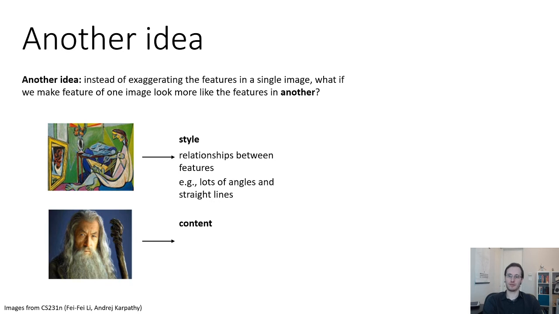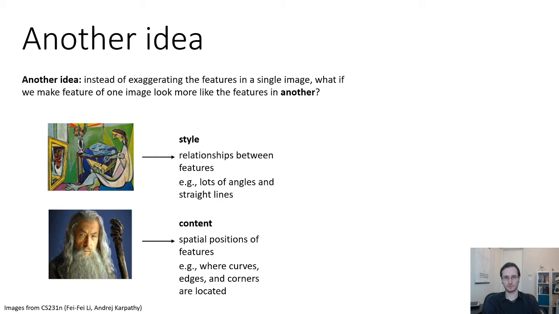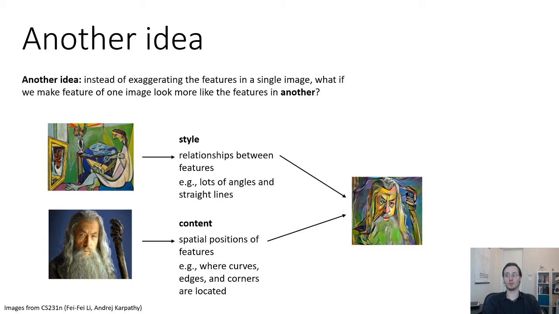And then we take another picture, like a photograph, and we pull out its content. Maybe the content is more reflected by the particular position of features in space, where things are in the picture. For example, where are the corners or the edges or the curves? And if you combine the relationships represented by style with the spatial positions represented by content, maybe you will get a modified version of the photograph that reflects the style in the painting. So maybe you'll get a picture of Gandalf in the style of a particular modern painting. Does this really work? Well, surprisingly enough, yes.